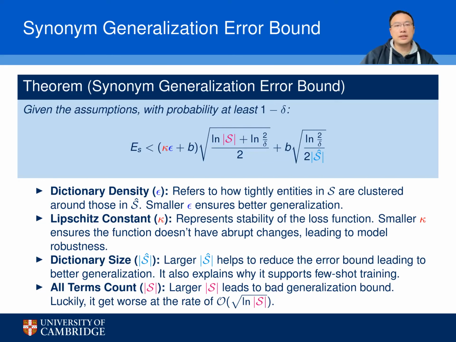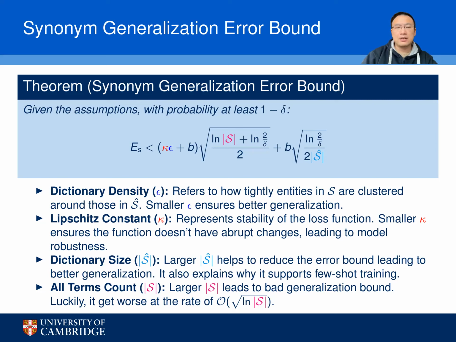Now let's move on to the synonym generalization error bound. It is defined as follows. Given the above assumptions, with probability at least 1 minus delta, we will have ES bounded by the right-hand side term. So it can be observed that there are a lot of terms that can control the right-hand term and then control the upper bound of ES. For example, the dictionary density epsilon refers to how tightly entities in S are clustered around those in S hat. So if epsilon is small, it will ensure better generalization.